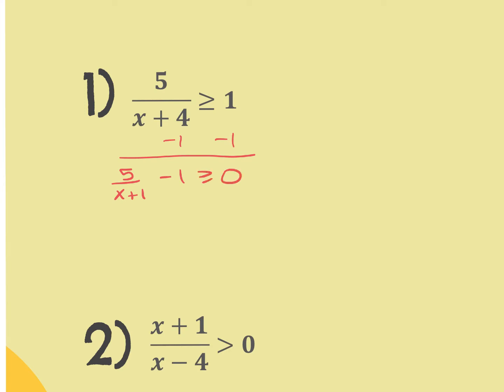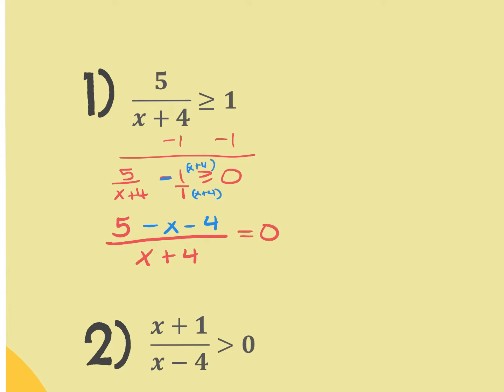Now I need to find a common denominator. My common denominator is going to be the x plus 4. So I could add a 1 here, and then notice what this one is missing is x plus 4. So I multiply it to the top and the bottom. Notice the negative sign here. I need to distribute that. So this is really going to become 5 and then minus x minus 4, and I don't want the denominator to go away. I'm leaving it here.